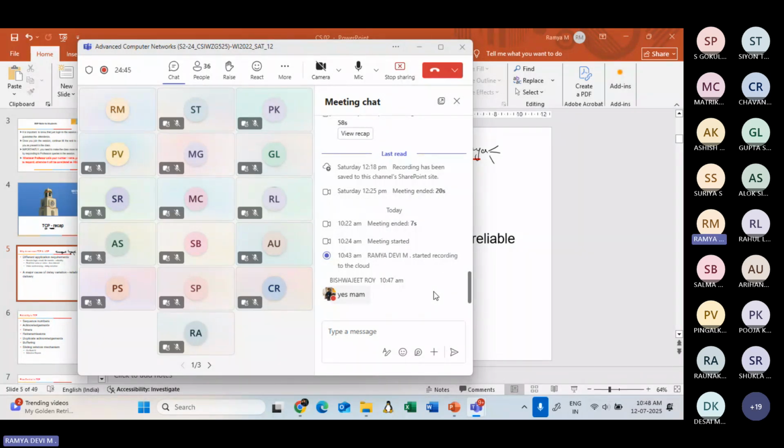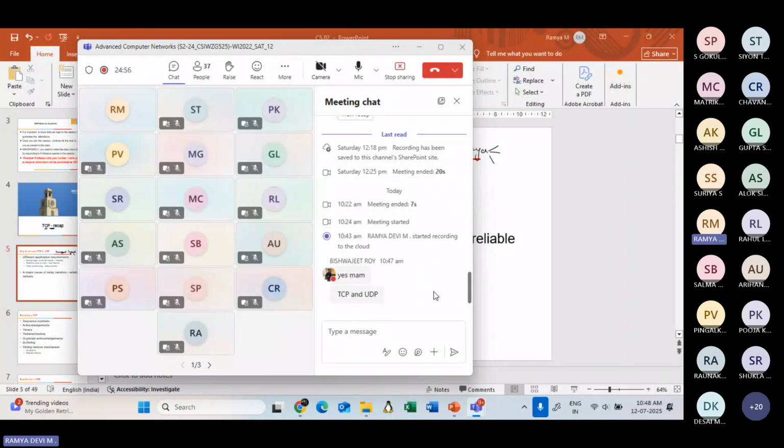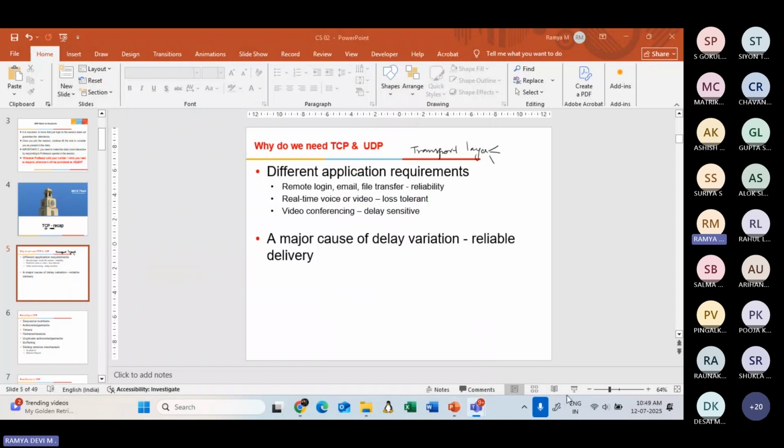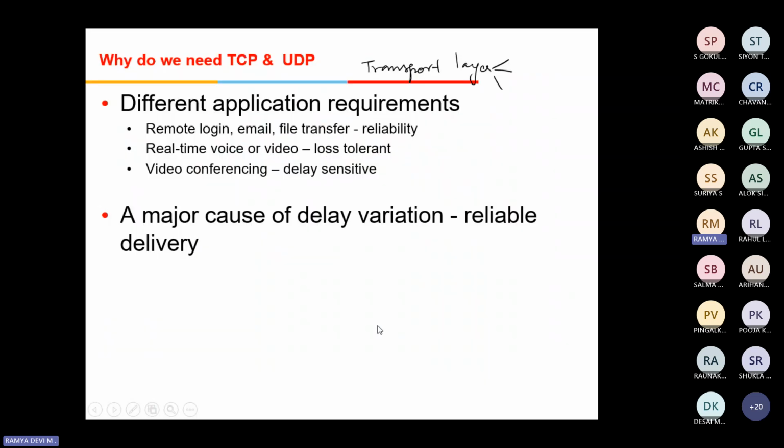Students, are you there in the meeting? Just now we have discussed what is the recap that we are going to see. What are the protocols supported in transport layer? TCP, UDP, and you have one more protocol, SCTP. It is not a familiar one, but the transport layer supports three different protocols. So it supports TCP, UDP, and SCTP.